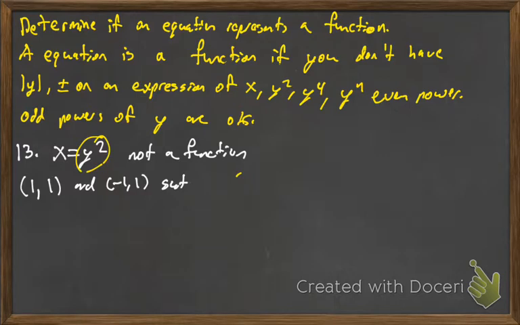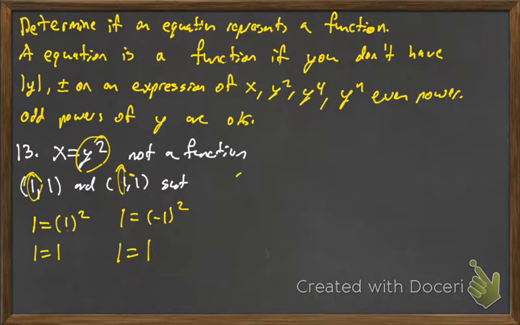So if x is 1, you have 1 is equal to 1 squared. 1 equals 1, so that's true. And then 1 equals (-1) squared, so 1 is equal to 1. So both those points are on the graph because they satisfy the equation, and you see that you do have repeating x's, so that's going to be not a function.